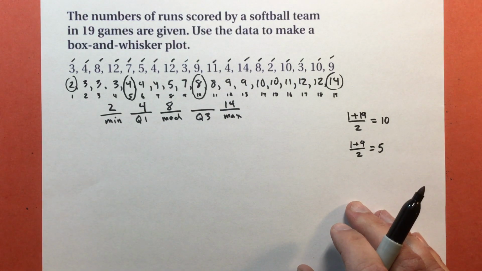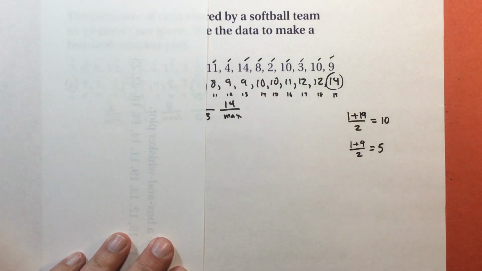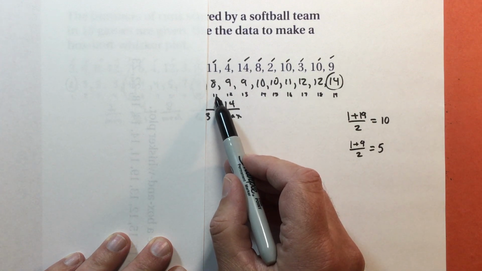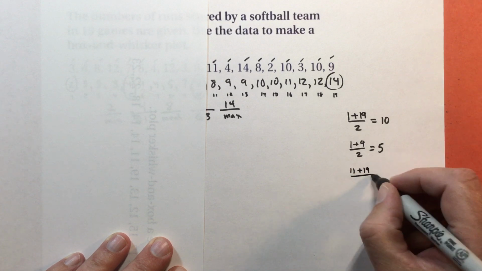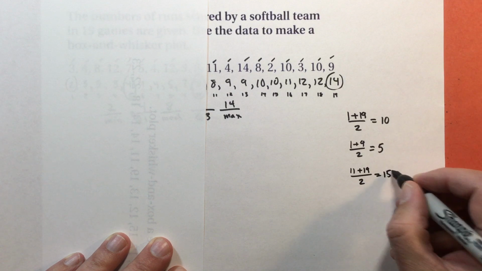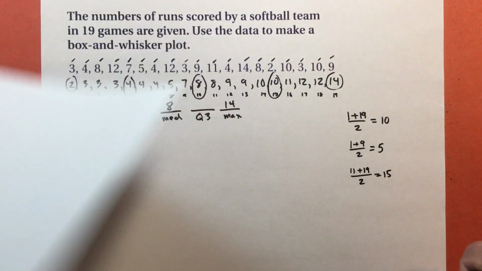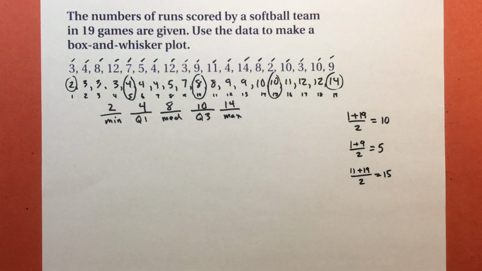Then I do the same thing for these numbers. I cover up the median and all the numbers that are less than that. I've got the 11th number to the 19th number. So I do 11 plus 19. That's 30. 30 divided by 2 equals 15. So the 15th number is 10. So that is how I get my 5-number summary.